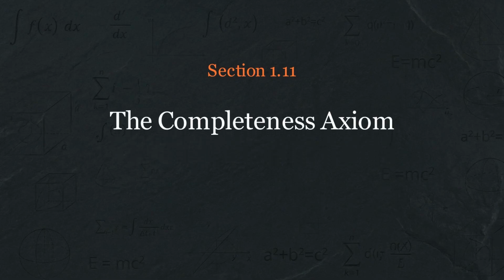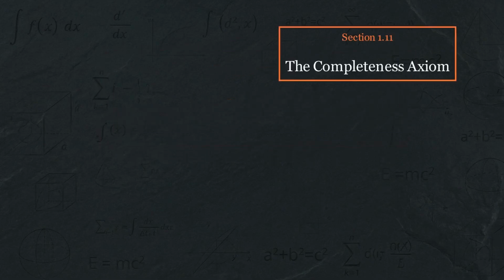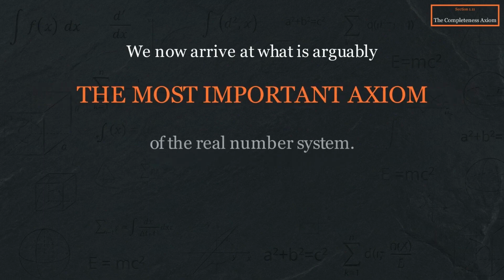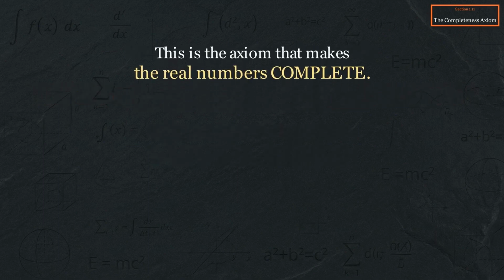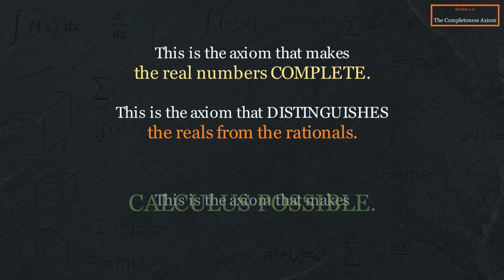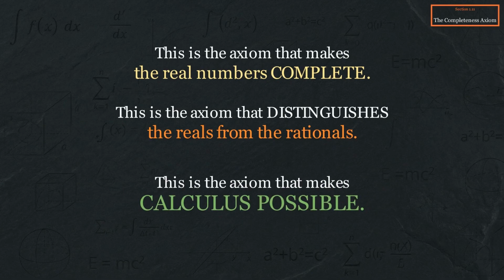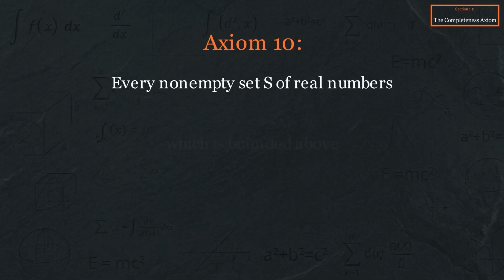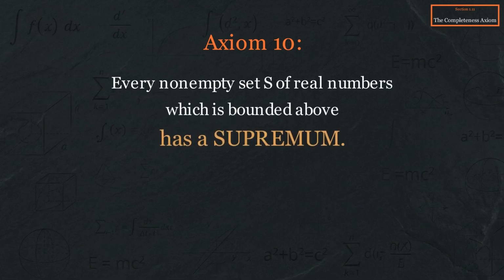Section 1.11, the Completeness Axiom. We now arrive at what is arguably the most important axiom of the real number system. This is the axiom that makes the real numbers complete. This is the axiom that distinguishes the reals from the rationals. This is the axiom that makes calculus possible. Axiom 10: Every non-empty set S of real numbers which is bounded above has a supremum.